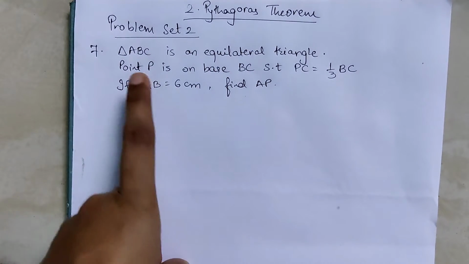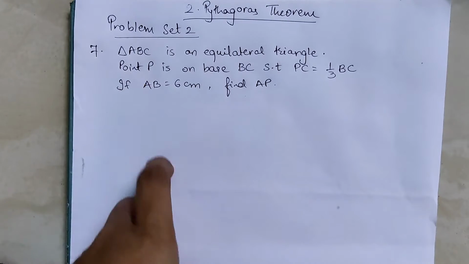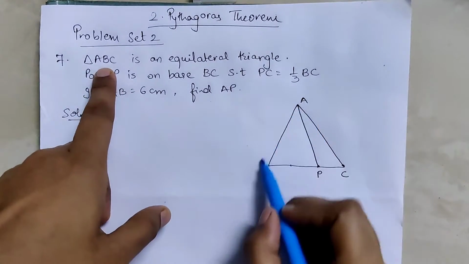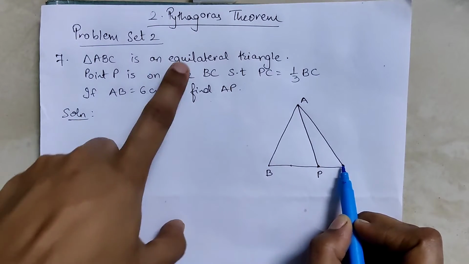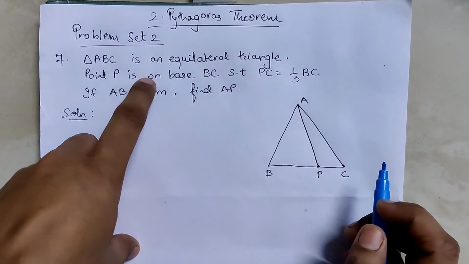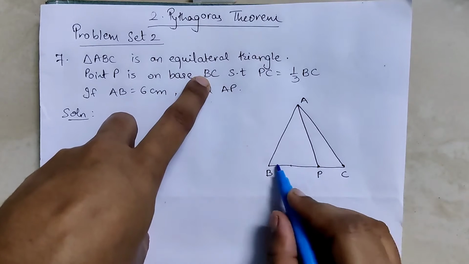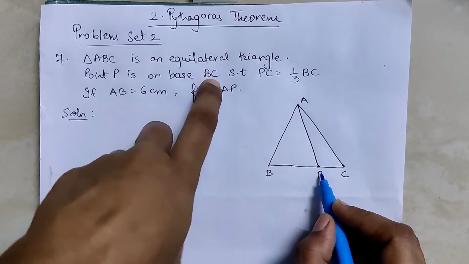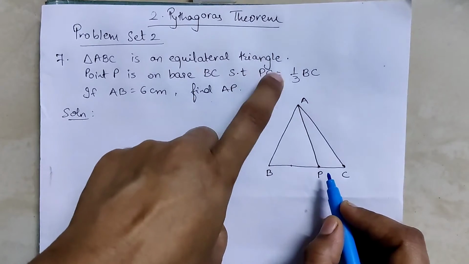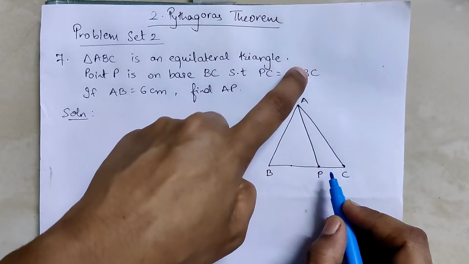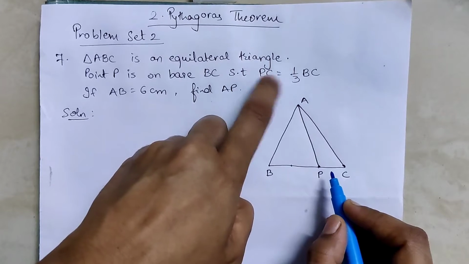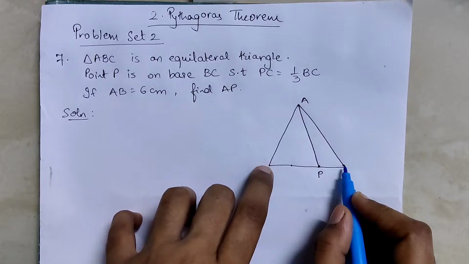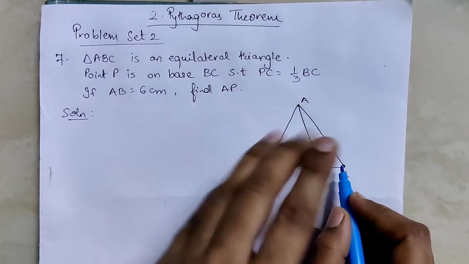So here there is no figure given. Here we have to draw the figure. So let us draw. Triangle ABC is an equilateral triangle. Point P is on the base BC. So BC is our base and point P is on the base BC, such that PC is equal to 1/3 BC. That means PC is 1/3 of BC. Okay, so BC is full and we have to take 1/3 part of it.